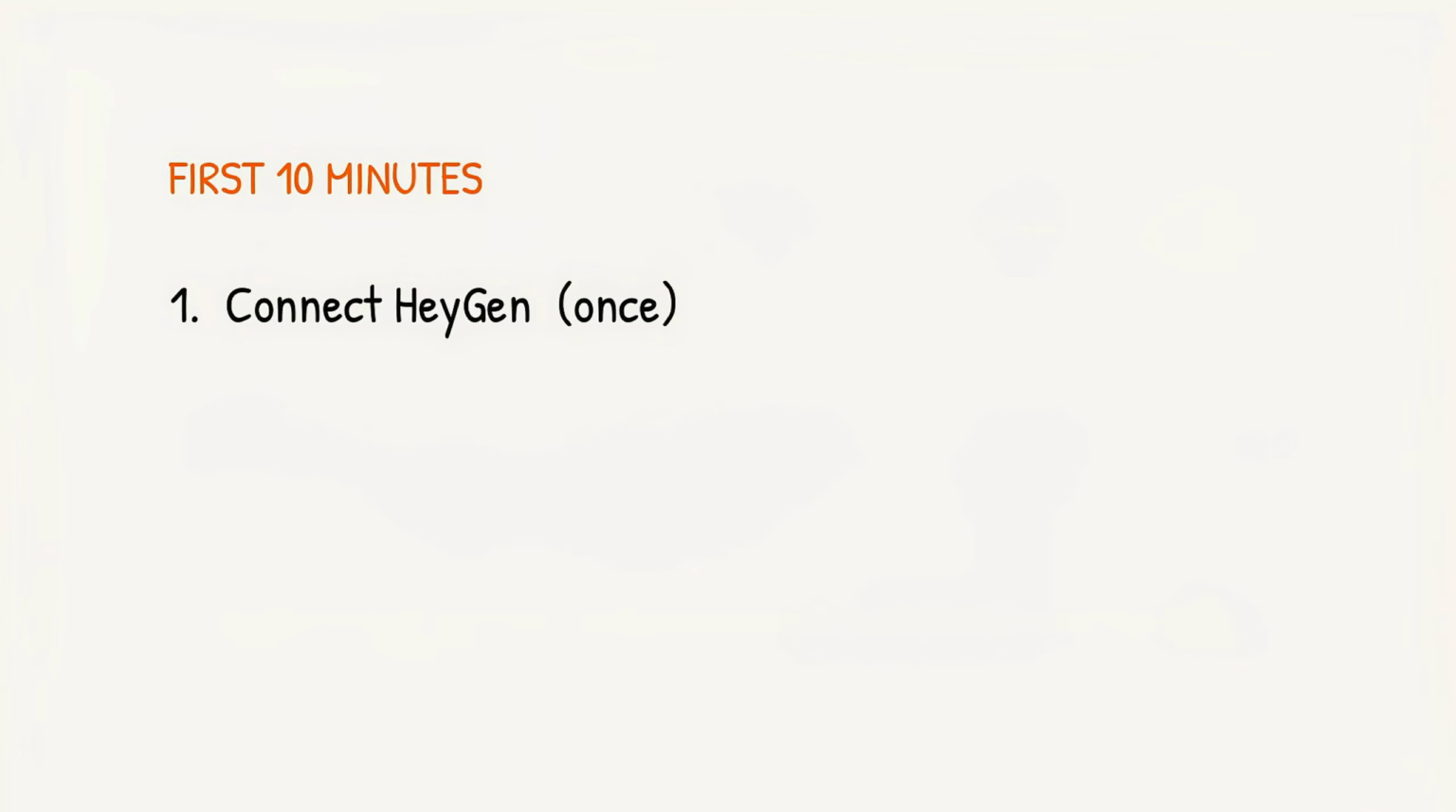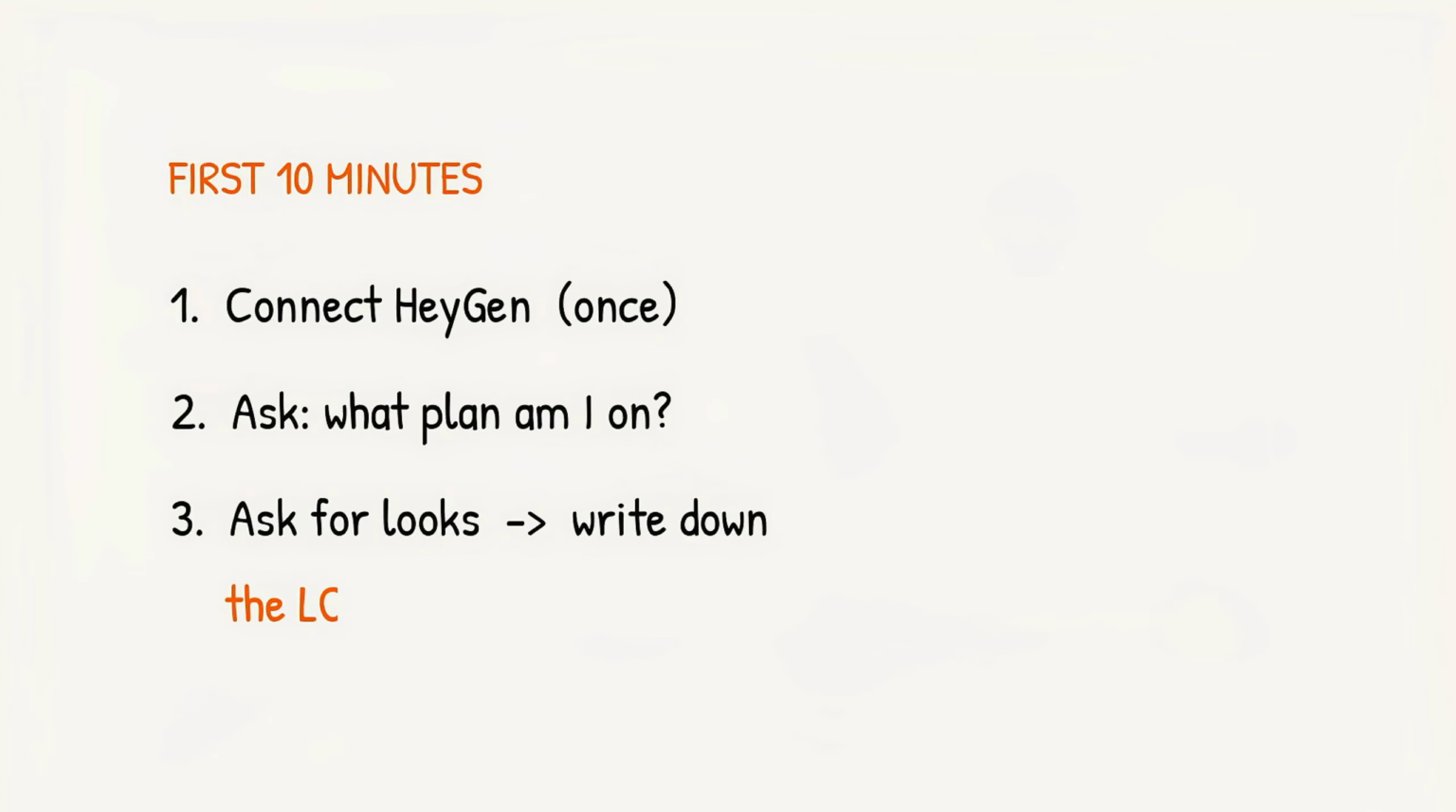So let me give you the exact first 10 minutes, in order, because I want you to be able to do this today and not just watch me do it. Step 1. Connect HeyGen. One time, once, the way you'd connect any app to any other app. You'll know it worked because you can ask a question and get an answer back. Step 2. Ask it who you are. Literally that. Ask what plan you're on and how many credits you have. 2 reasons. First, it's the fastest possible proof the connection is real, and you get it in about 4 seconds. Second, you now know your credit ceiling before you start burning it, which is a habit I wish I'd had 6 months ago. Step 3.